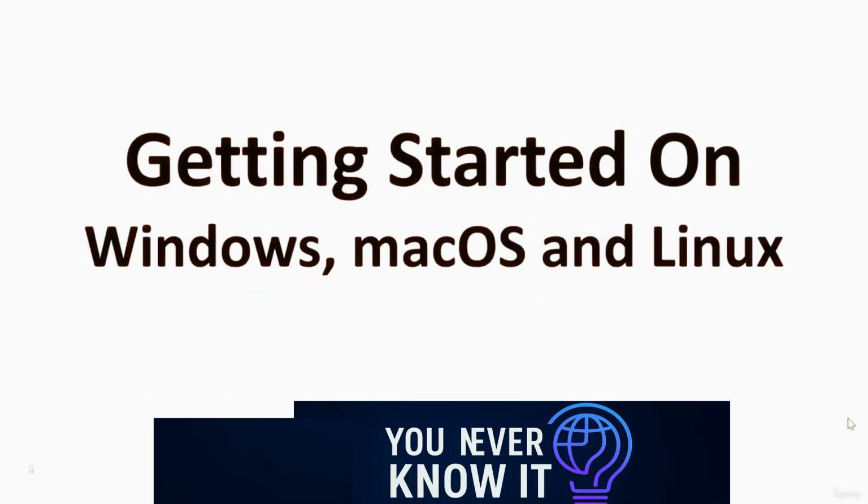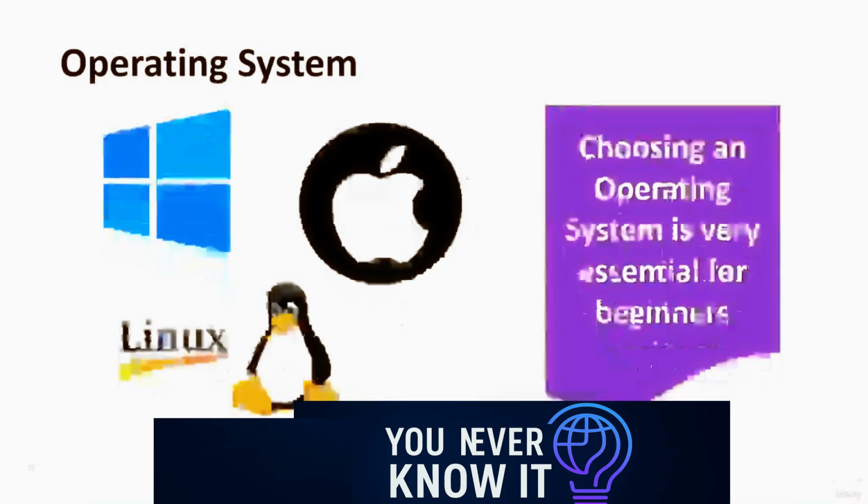Hello everyone, welcome. Getting started on Windows, macOS and Linux operating systems. If you are a beginner to computers or the IT field, choosing an operating system is essential for beginners who want to start their career in artificial intelligence, data science, computer programming or any other industry. So which operating system are you already comfortable with? It might be Windows, macOS or Linux. Use any one of the operating systems you are comfortable with and start learning this DeepSeek AI program.